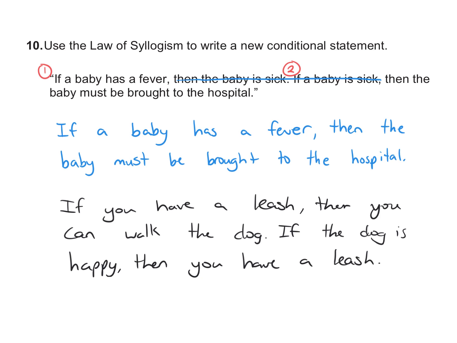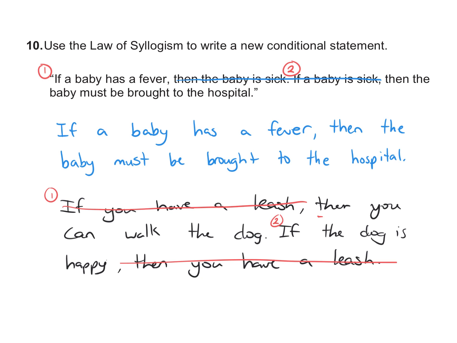Okay, I want to talk about this one that I wrote up here real fast. It says, if you have a leash, then you can walk the dog. If the dog is happy, then you have a leash. What is repetitive in these two if-then statements? The leash one, right? So this comes out. Can I just say, if you can walk the dog, then the dog is happy? Sorry, I took out too much. Can I just say, if you can walk the dog, then the dog is happy?